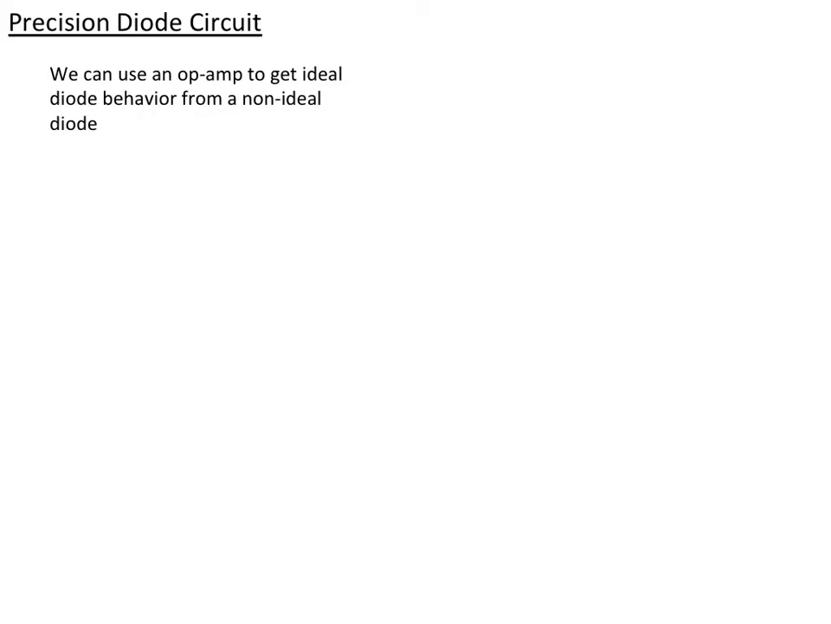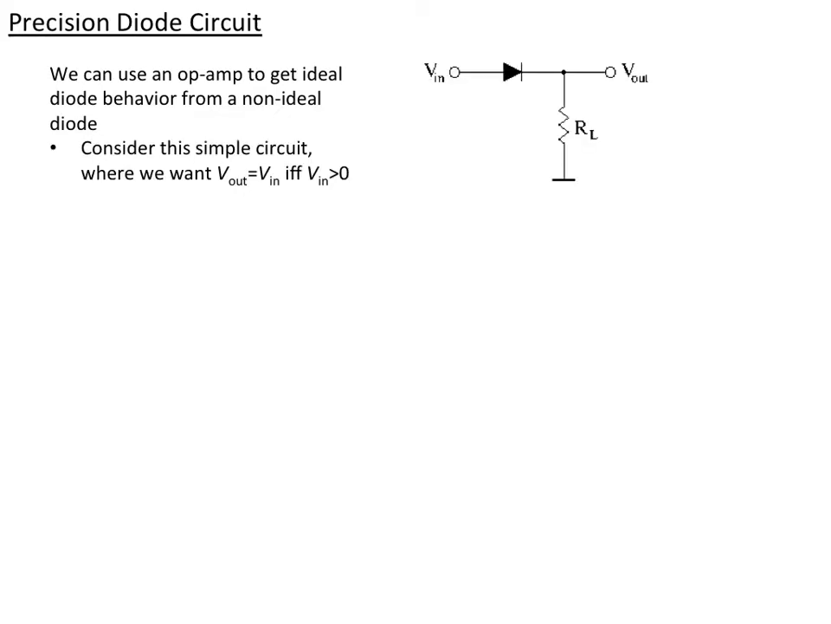The first circuit we want to talk about is a circuit that makes an ideal diode out of a real diode, and we do that by using an op-amp. So first let's discuss what we mean by ideal.